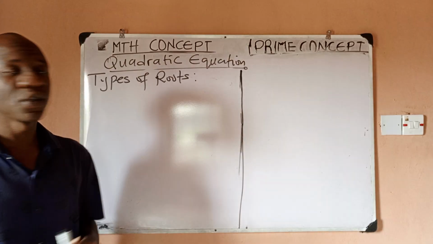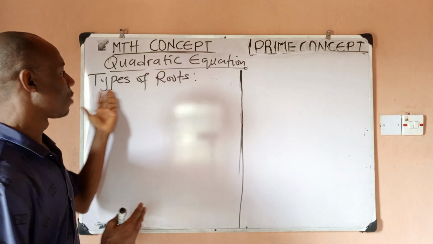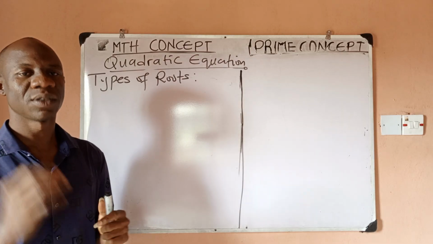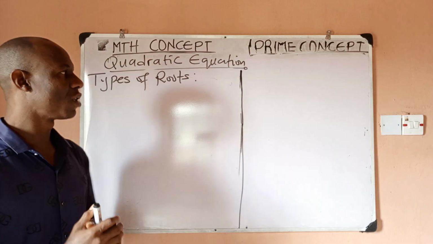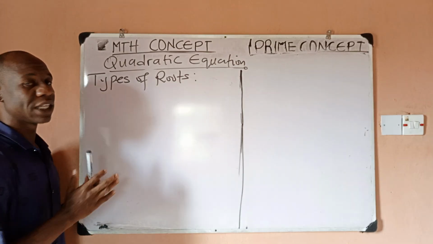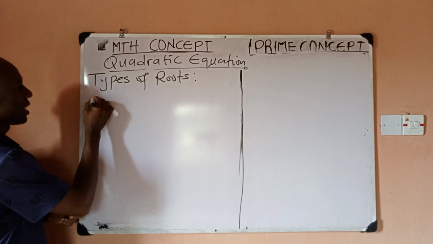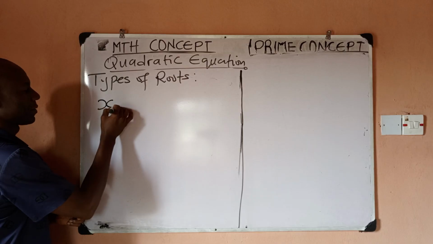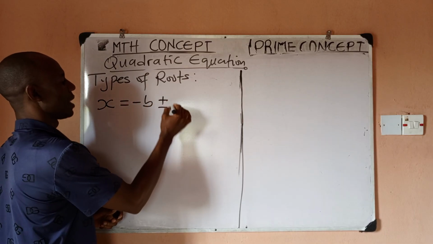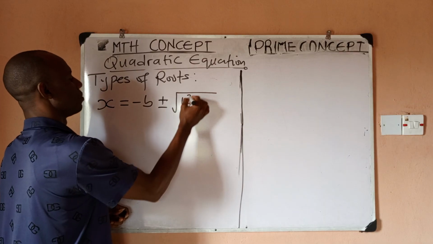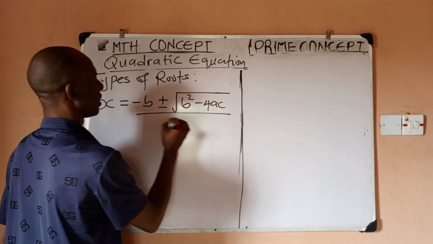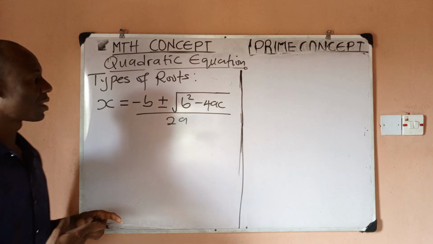So in this video, we want to look at the types of roots, or you can say the types of solutions a quadratic equation can have. We're going to start by recalling the quadratic general formula. The quadratic formula is given by x equals minus b plus or minus square root of b squared minus 4ac, all divided by 2a. This is the quadratic formula.